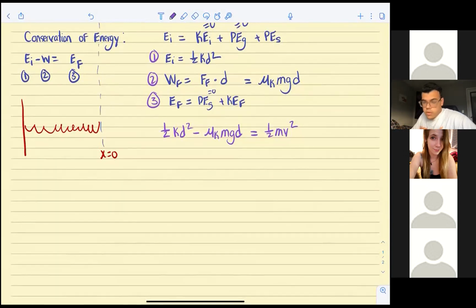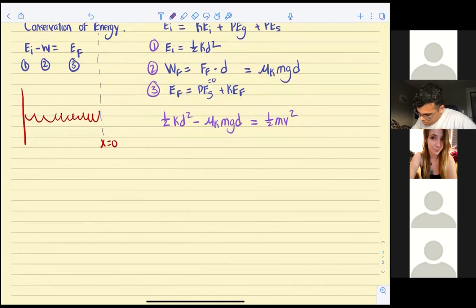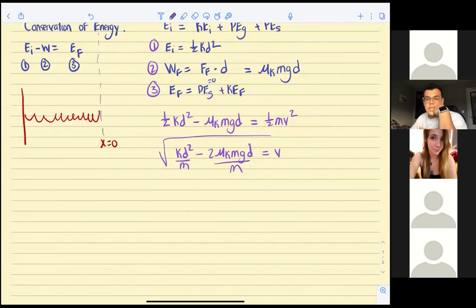So now if we want to solve for v, well, that's just algebra, right? That's literally just going to be k d squared minus 2 mu k mgd divided by m equals v squared. So take the square root. So that's the expression for the velocity. Obviously, k is just a number, distance is a number. A lot of the times we're not given what these values are. We just need to solve for it symbolically. Here, mass is going to cancel. So you're just left with this equation.